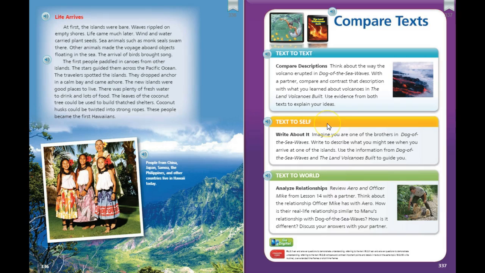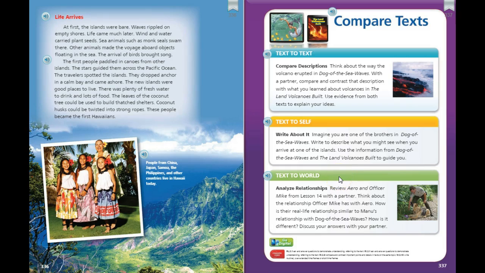In text to self, you're going to write and imagine that you are one of the brothers and describe what you might see when you arrive at one of the islands. And then use the information from both of the texts that you've read this week to guide you.